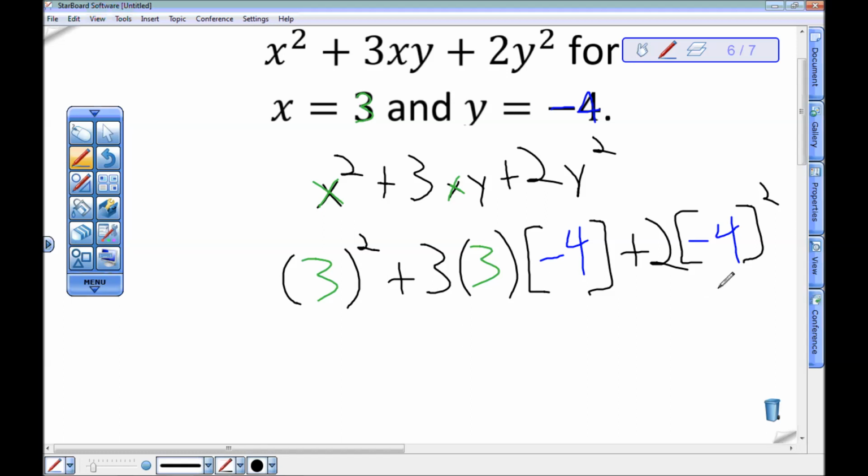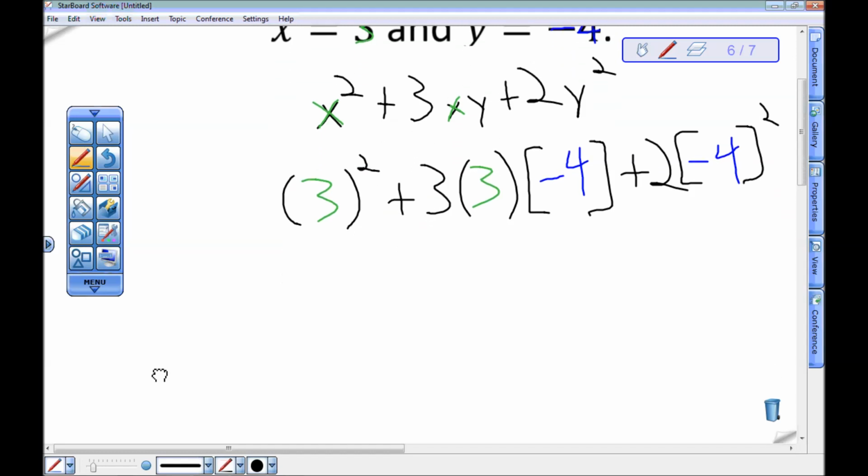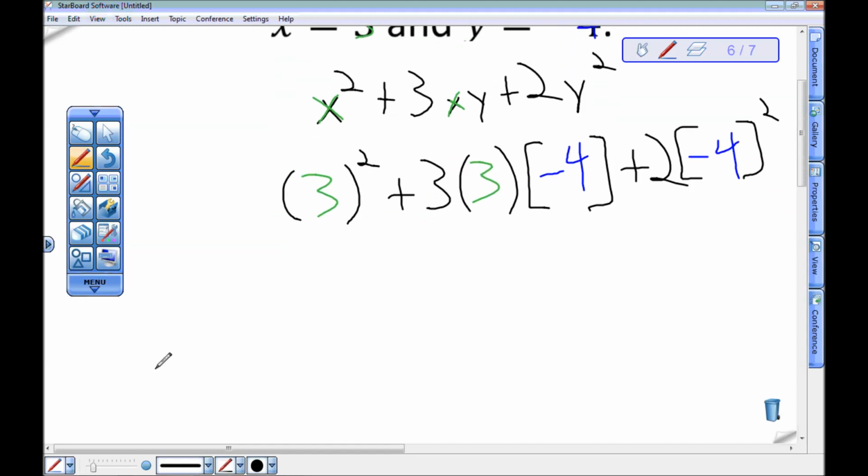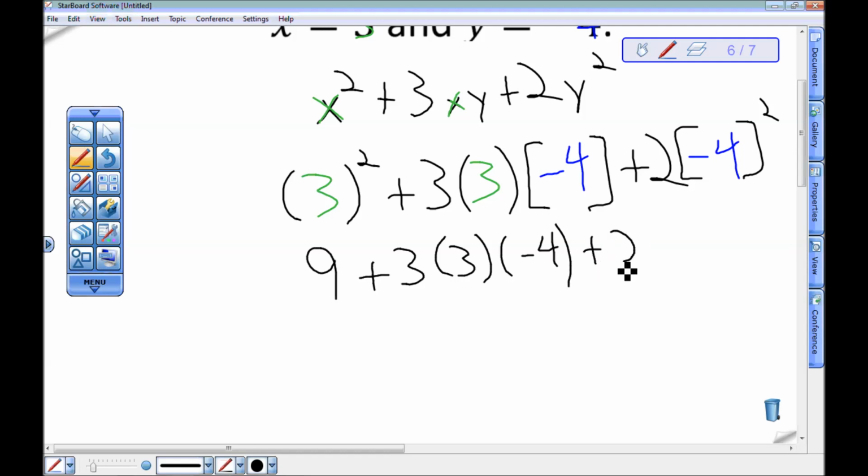Now I'm all set to just go for the order of operations and figure out what the value of this expression is. Don't have anything to do inside of grouping symbols, so I'm going to start with my exponents. 3 times 3 is 9, plus 3 times negative 4. You can see I'm totally abandoning the brackets now because I've got my values in correctly. And then 2 times negative 4 squared. Negative 4 squared is negative 4 times negative 4 is positive 16.